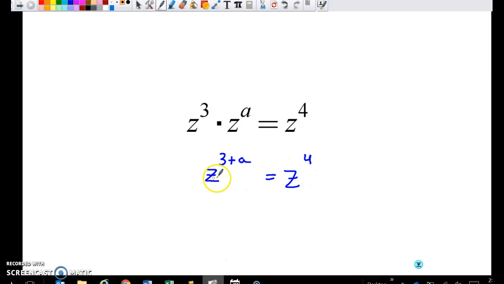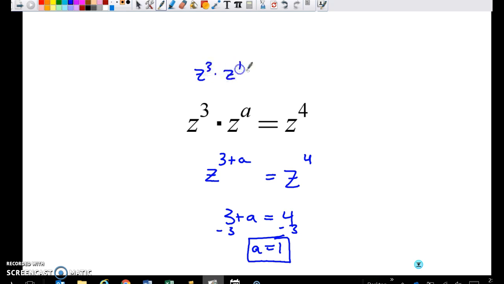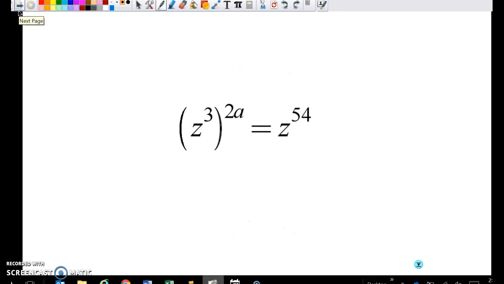Now, in order for this equation to be true, I want both sides to be exactly the same. In order for them to be exactly the same, the base and the exponents have to be the same. So the base is already the same, so the exponents have to be set equal to each other. And I solve by subtracting 3 from both sides. a is equal to 1. And that makes sense. If I put 1 in for a, z to the third times z to the first should be z to the 4th.